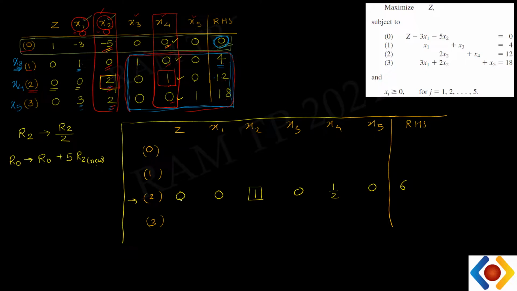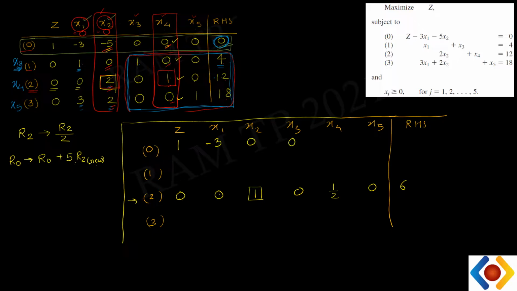Okay, so 5 times 0 is 0, add that to 1. So 1 plus 0 is 1, right? Again, 5 times 0 is 0 and add that to negative 3. Negative 3 plus 0, negative 3. Okay. 5 times 1 is 5. Add that to this negative 5. 5 plus negative 5, 0. 5 times 0 is 0. Add that to this 0. 0 plus 0, 0.